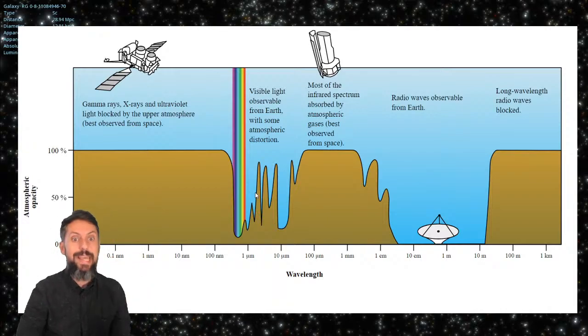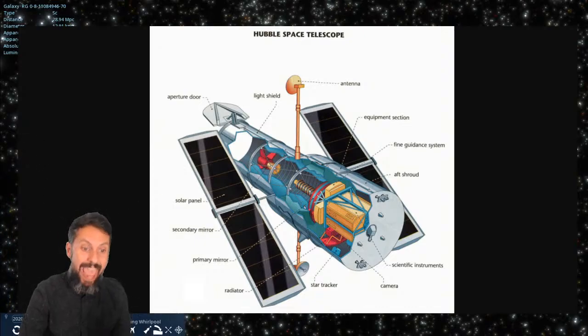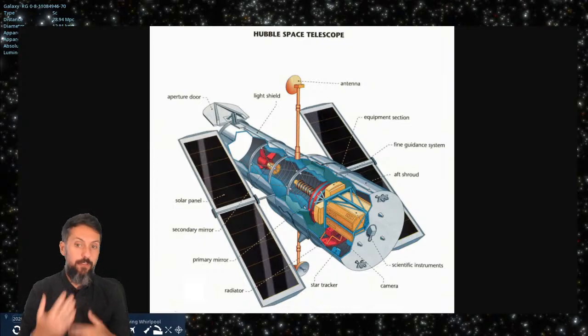But what you really need is a telescope in space. And so that's what these diagrams here are showing. Telescopes in space, like this one, do a pretty good job of taking images at wavelengths you can't see. And because there's no atmosphere, and the atmosphere tends to blur light.